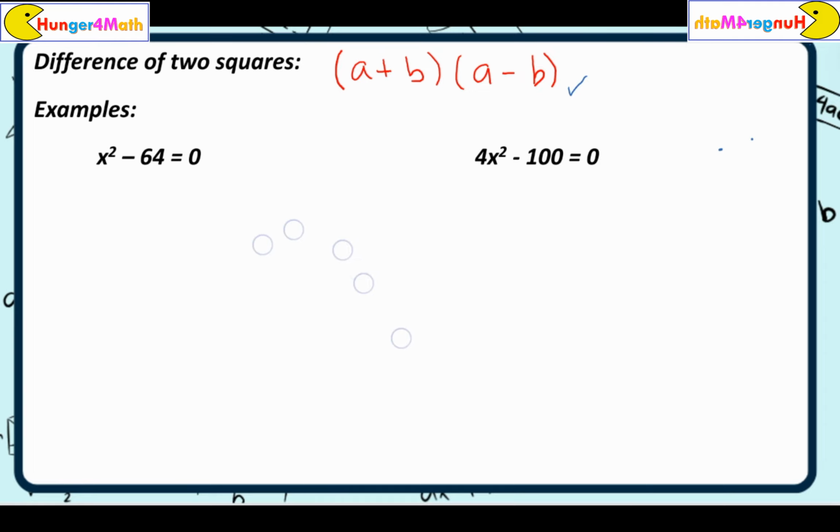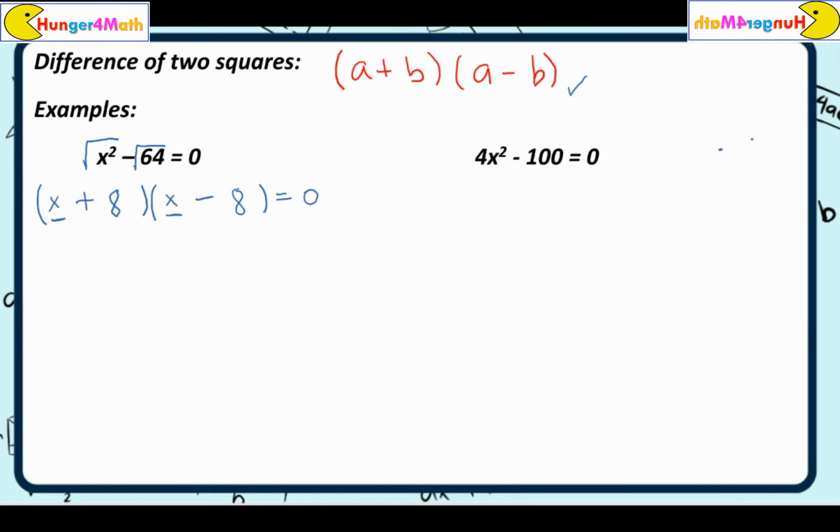So we're going to use two parentheses. The first parenthesis will be plus, and the second is minus. Then, to find the terms, we are going to square root the first term. The square root of x squared is x, so we put x in both parentheses. Then the square root of 64 is 8, and we write 8 in both parentheses as well. So that's how we factor difference of two squares, and then equate it to 0.